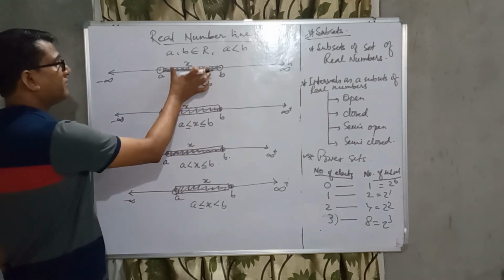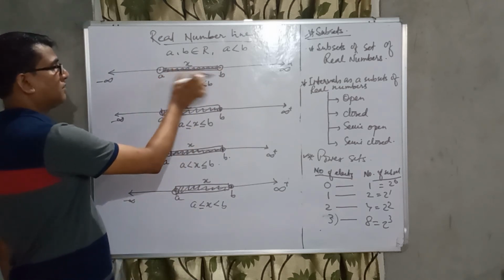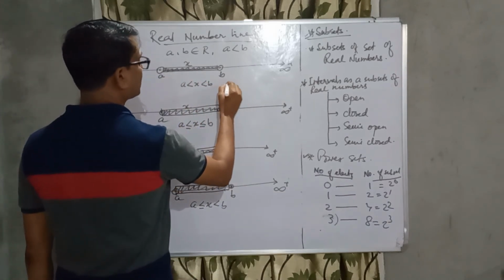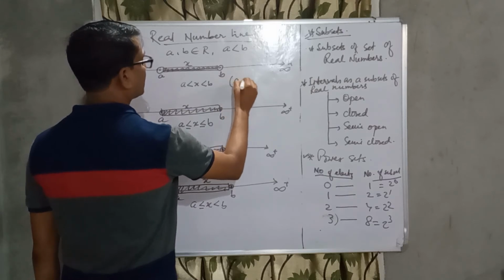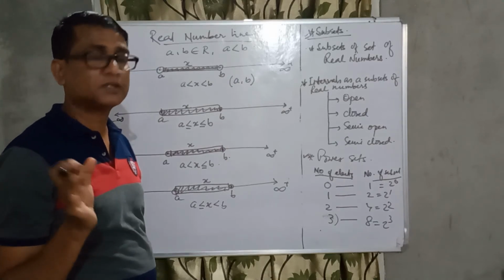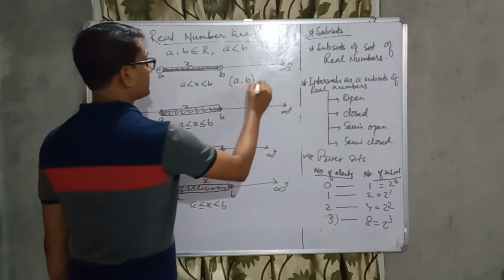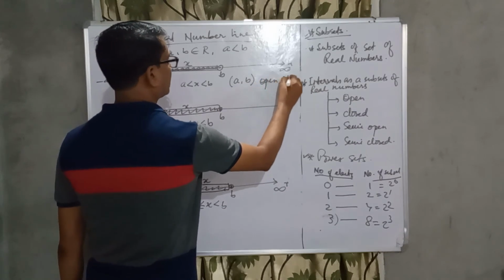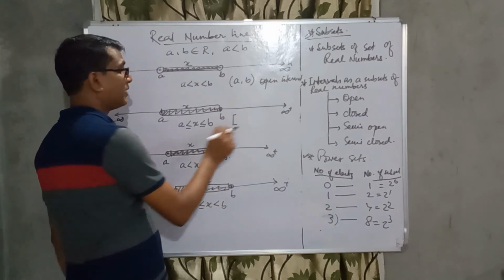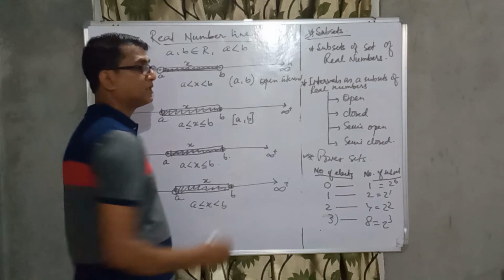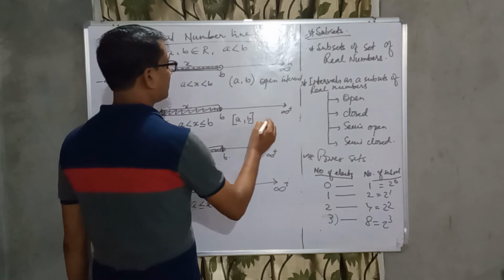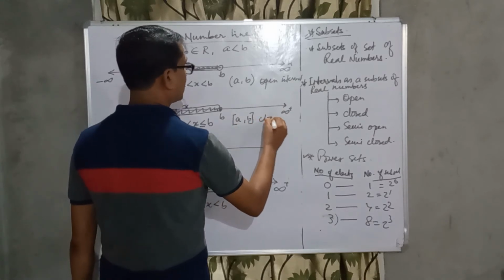We are taking this one interval in between a and b on the real line. That is called an interval. This is known as an open interval, where both endpoints are written within parentheses separated by a comma. And this one, which includes both a and b, is written within square brackets separated by a comma. This is called a closed interval.